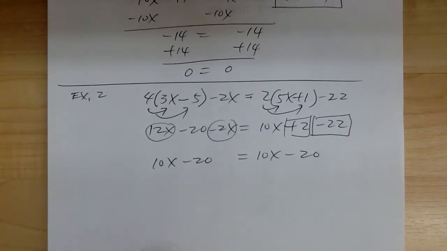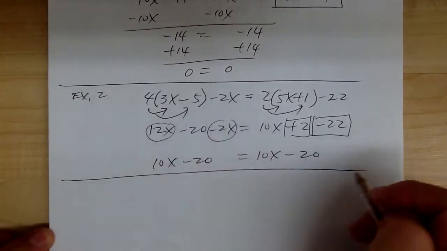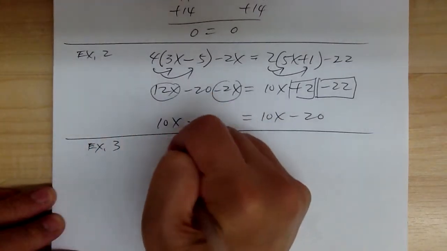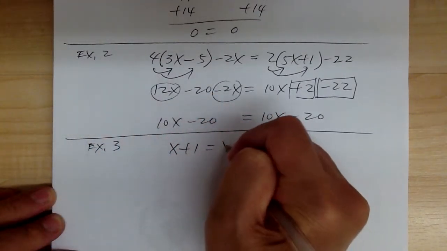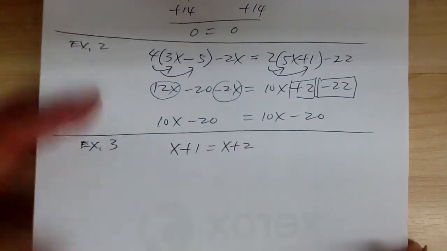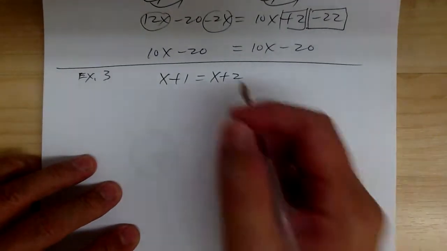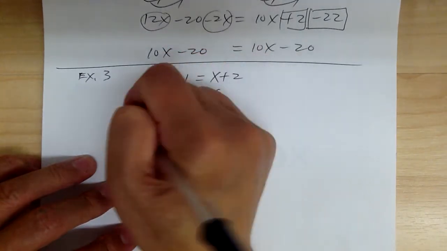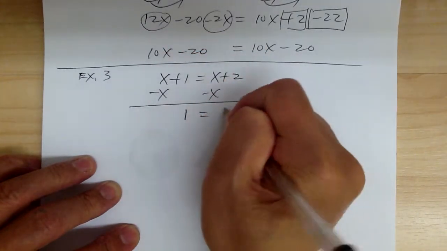Example 3 deals with the equation with no solution. An equation with no solution is when you try to work it out, it will not work. There will be no such thing. So in example 3, you have x plus 1 equal to x plus 2. Again, you try to consolidate the variables, so minus x on both sides. You're going to end up with 1 equal to 2.